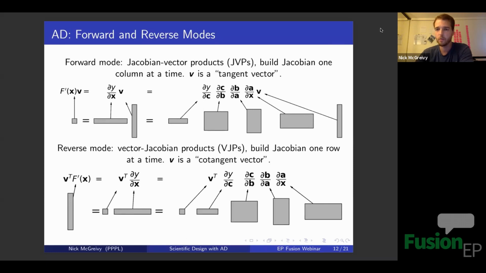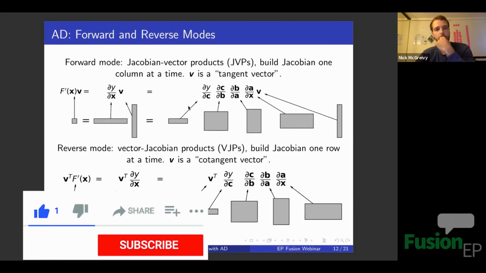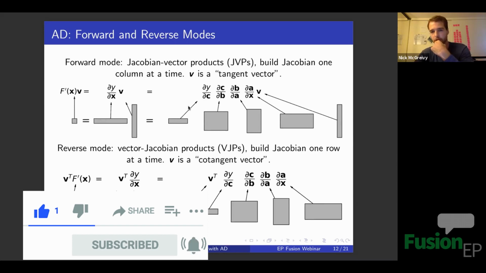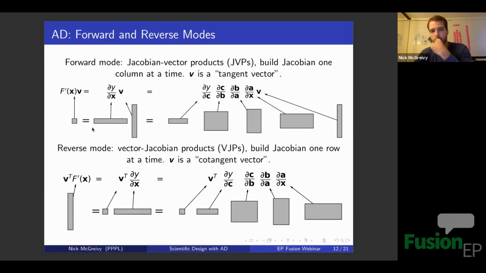Okay, so this is also an important slide. So what is forward mode and what is reverse mode? So forward mode automatic differentiation is computing Jacobian vector products. These four matrices are the underlying Jacobians that we need to multiply. And we start by tacking on this vector at the beginning, and then computing Jacobian vector products all the way down. So vector matrix product, get a vector, vector matrix, get a vector, etc.